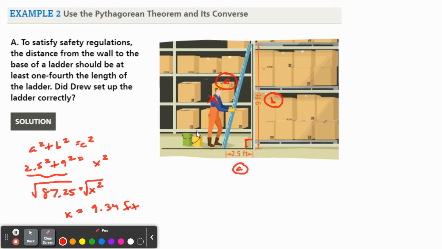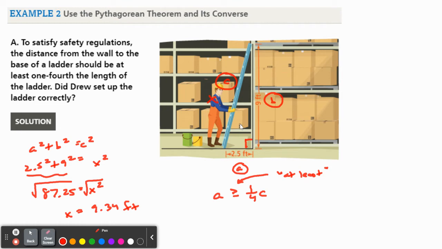Okay. So now the question is, is this length a at least 1/4 the length of your ladder, which is the hypotenuse c? Again, this is greater than or equal to. That is what "at least" means. At least means that's the minimum amount, but it could be more. You don't want the ladder too close, or else it's going to tip back on you and you're going to fall over.